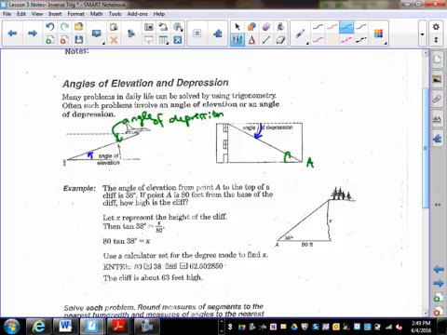Doesn't it just change every single time you look at it, if you look at it differently? Maybe hold that thought for a second. What is true about my angle of elevation, my angle of depression? They're equal.